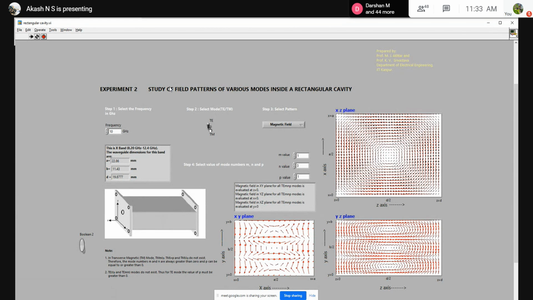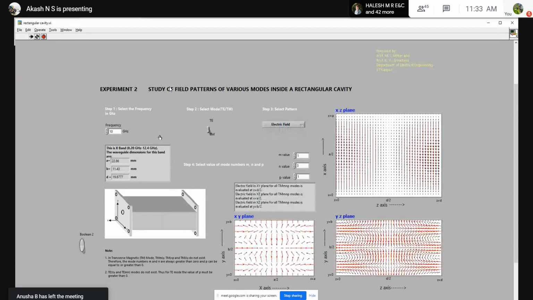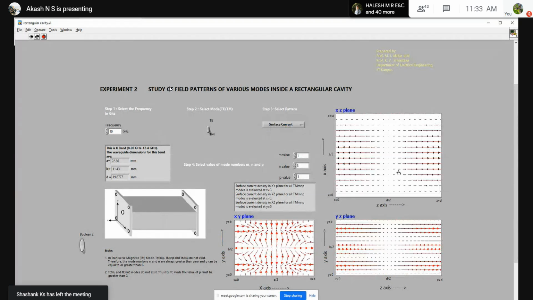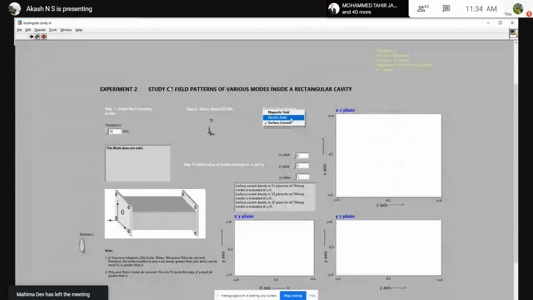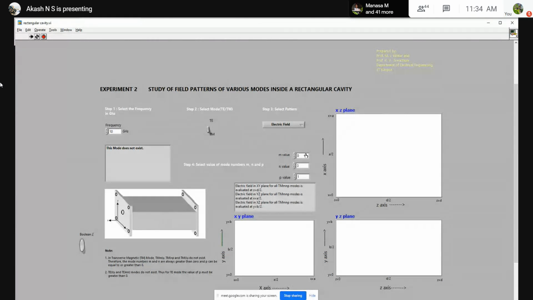And in TM mode, you can see the magnetic pattern. It is vertically symmetrical, as we can observe here. Here also we can change the modes. This is the electric field pattern we have obtained in TM mode, and this is the surface current. But if we change any of the modes to zero, it shows that the mode does not exist, sir, because the mode has to have some value over here, or else the mode will not exist, sir.